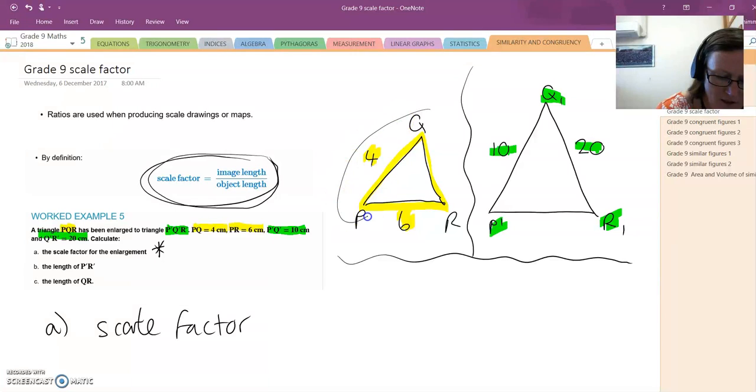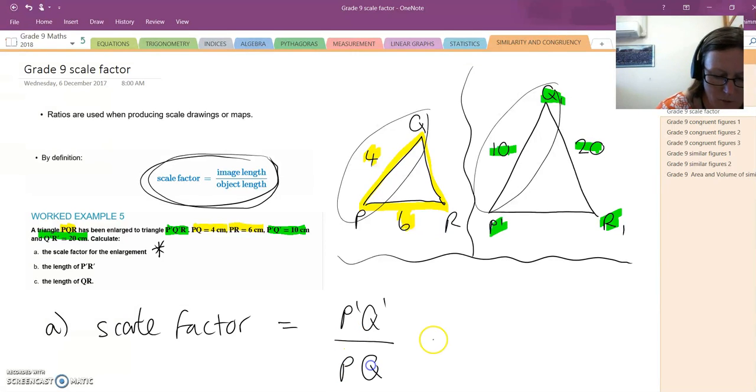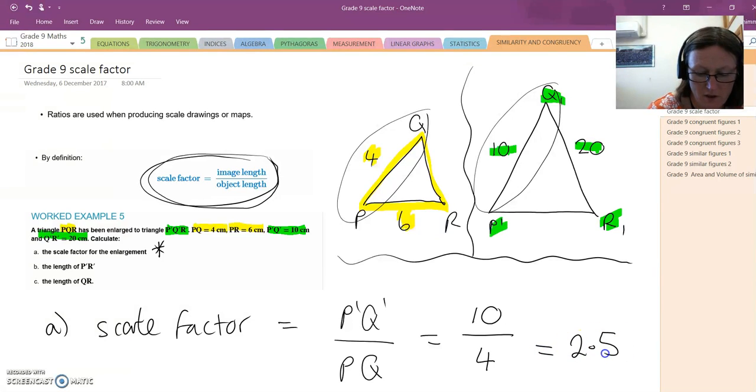these two sides are the corresponding sides. So it's gone from 4 to 10. So for the scale factor, we want to work out the length of P'Q' and divide it by the original length PQ. So P'Q' is 10, the original PQ is 4, and if we divide that, we get 2.5. So in other words, the green triangle is blown up by a scale factor of 2.5 from the yellow triangle.